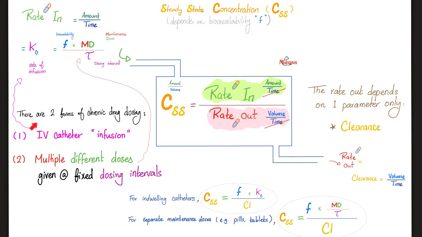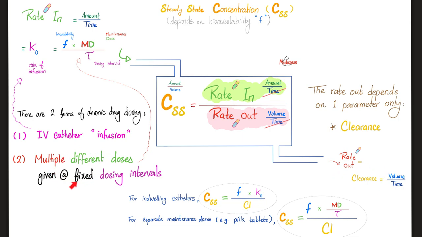Here is rate out. There are 2 forms of chronic drug dosing. I can give you a drug by IV infusion. Drip, drip, drip, drip, continuous IV administration. Or I can just give you different dosing intervals. This is like an oral drug. Take a drug at 8 a.m. Take the second dose at noon. Take a third dose in the evening. There's multiple dosing. So if you're doing it as just continuous IV infusion, your steady state concentration is what's going in, which is the rate of infusion, don't forget the bioavailability, over coming out, which is the clearance.